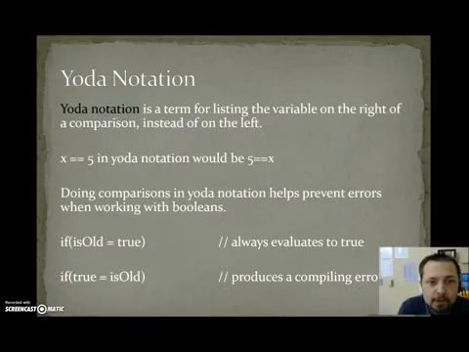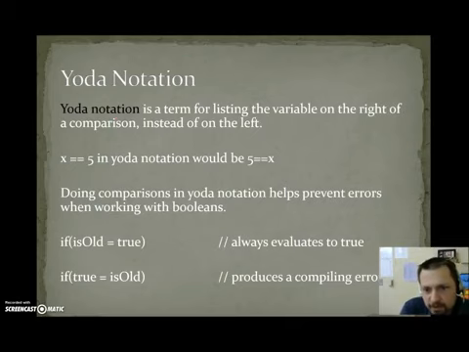Yoda notation. Yoda notation is a term for listing the variable on the right of a comparison instead of the left. I always do everything on the left because that's how I've been doing it since '98. So it's hard for me to change. But Yoda notation is better. So x equals 5. This is saying, does x equal the value 5? In Yoda notation, it would say, does 5 equal the value x? It's the same statement, it's just reversed.